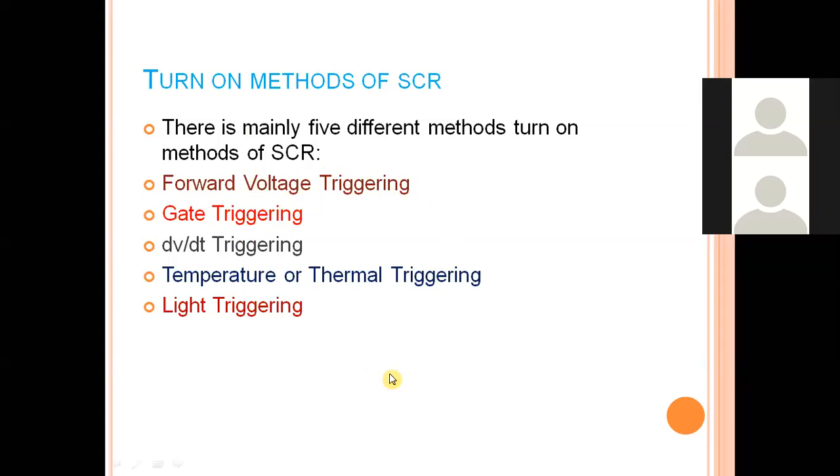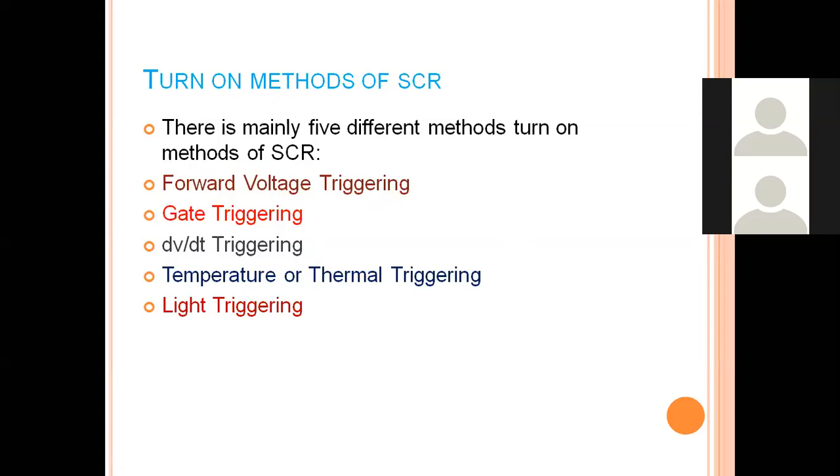For power electronic semiconductor devices, the method of making the device turn on is called triggering. You have different triggering methods like gate triggering, dV by dt triggering, temperature triggering, for various devices. Turn on methods and triggering methods are both the same. In the case of forward voltage triggering, the voltage between the anode and cathode is increased in steps.